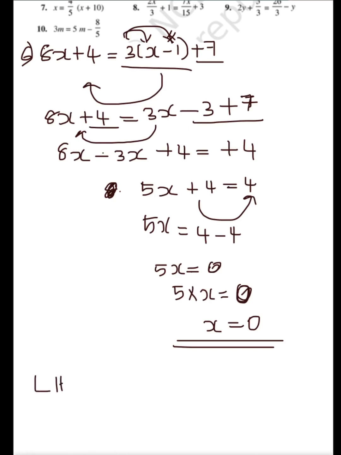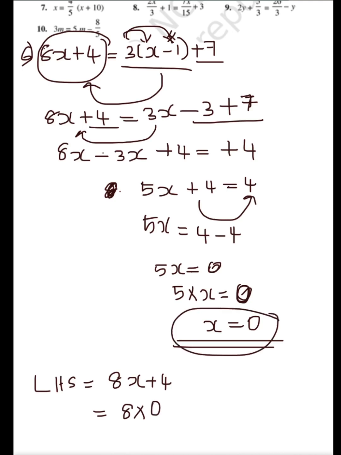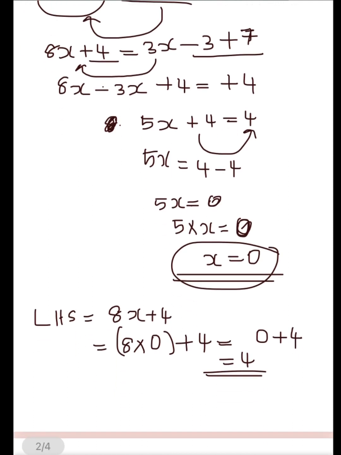What is LHS here? LHS is equal to 8x plus 4. That means what? 8 into x is what? 0. So 8 into 0 plus 4. That means 8 into 0 is what? 0. 0 plus 4, which is equal to 4. Okay. Now let's see RHS.